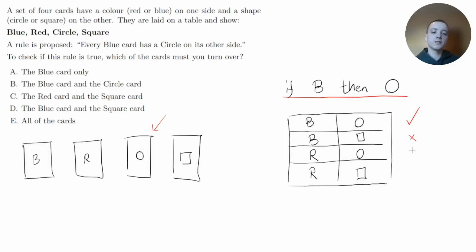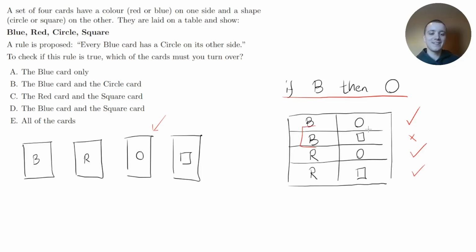What about a card which is red and has a circle? Well, the statement doesn't say anything about that. It's not telling us that if a card has a circle on one side, it needs to be red on the other. It's just telling us that if it's blue, then it needs to be circular on the other side. So red circle is allowed. In the same way, a card which is red and has a square is also allowed.